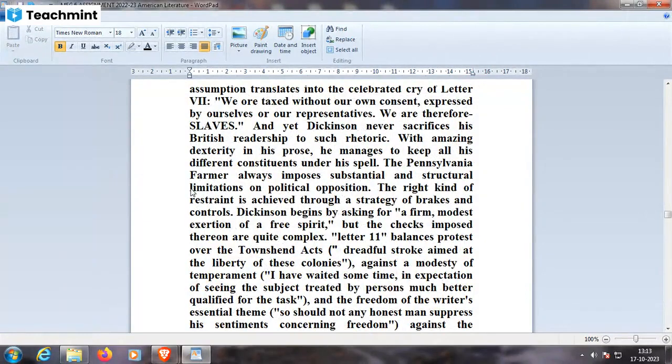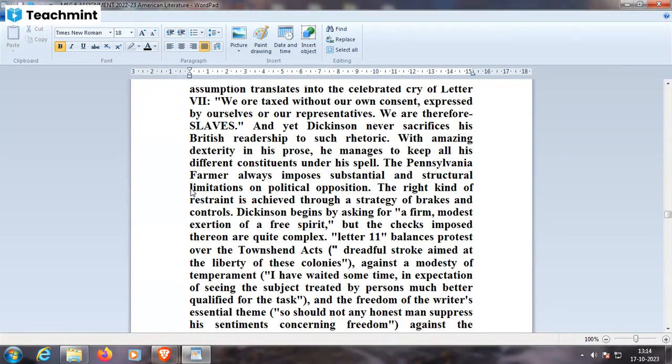The Pennsylvania farmer always imposes substantial structural limitations on political opposition. The right kind of restraint is achieved through a strategy of breaks and controls. Dickinson begins by asking for a firm, modest exertion of a free spirit. Letter 11 balances protest over the Townshend Acts' dreadful strokes aimed at the liberty of those colonies against a modesty of temperament. It is said, I have waited some time in expectation of seeing the subject treated by a person much better qualified for the task.